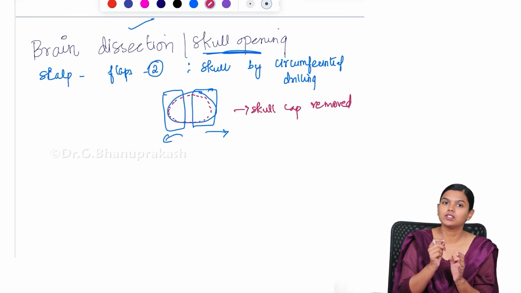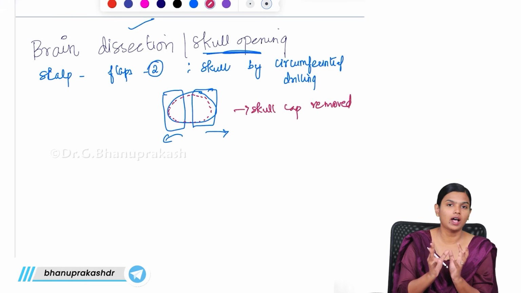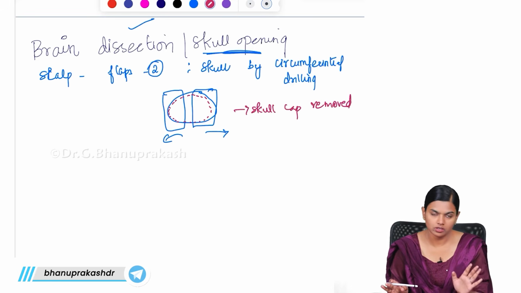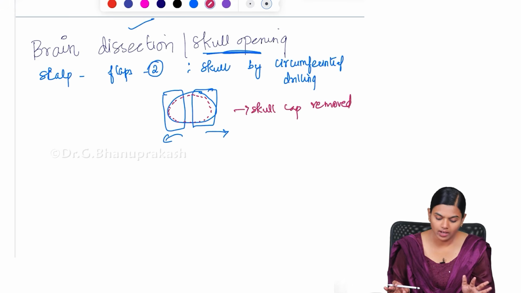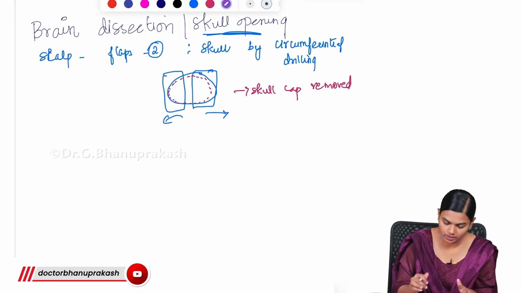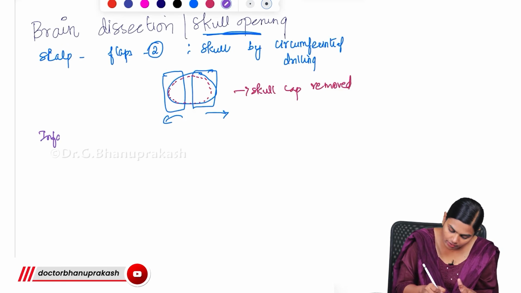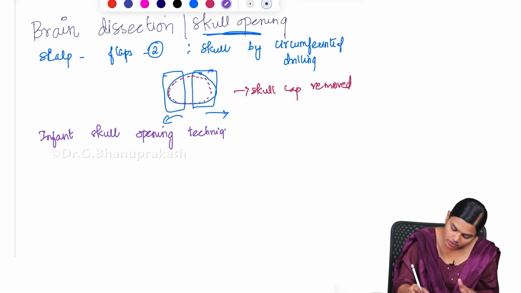Then you will strip open the dura, you will cut open the dura, then you will have the brain, and all the connections of the brain you will cut and take it out for examination. This is how it is usually done in adults. And this skull opening technique is completely different in the case of infants. This infant skull opening is important. The infant skull opening technique can be asked as a question.